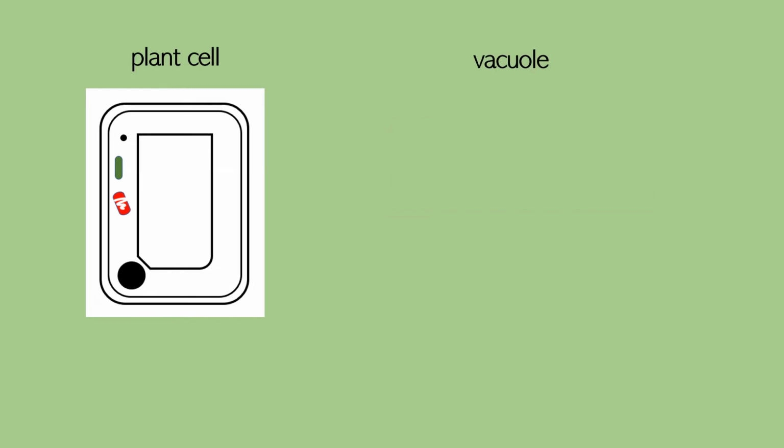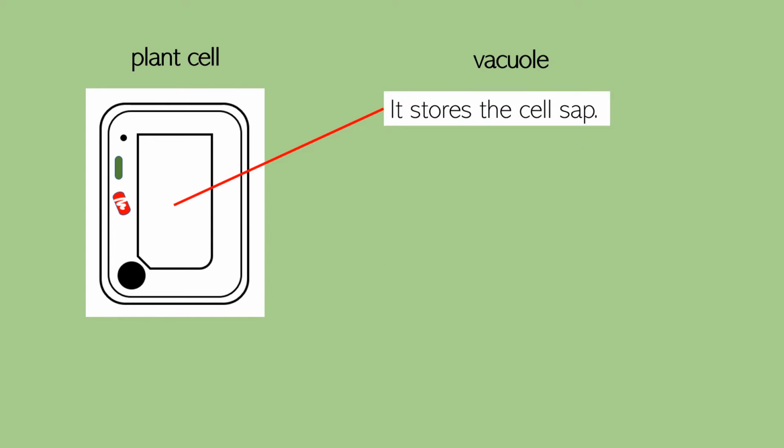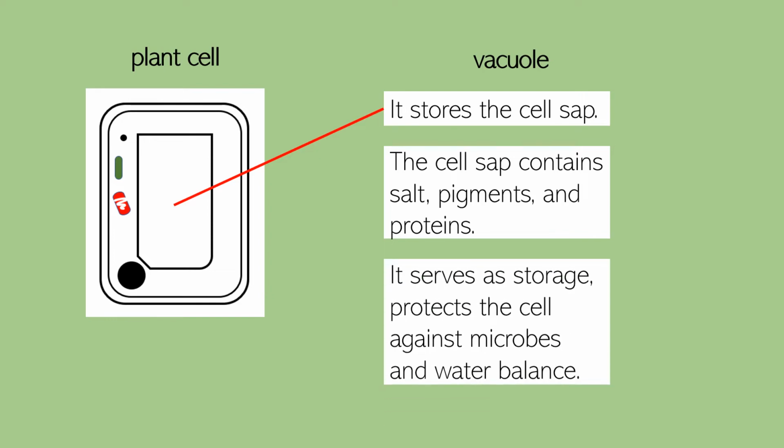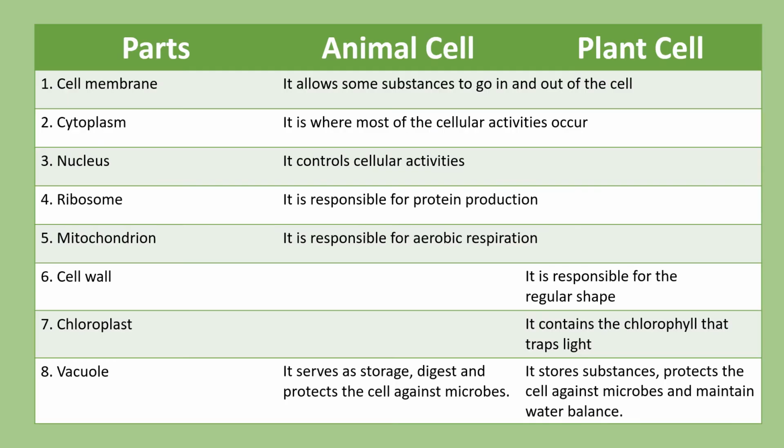The last is the vacuole. This is also called the sap vacuole because it contains the cell sap, which contains salt, pigments, and proteins. So it serves as a storage. It also contains substances that protect the cells against microbes and also is responsible in water balance.